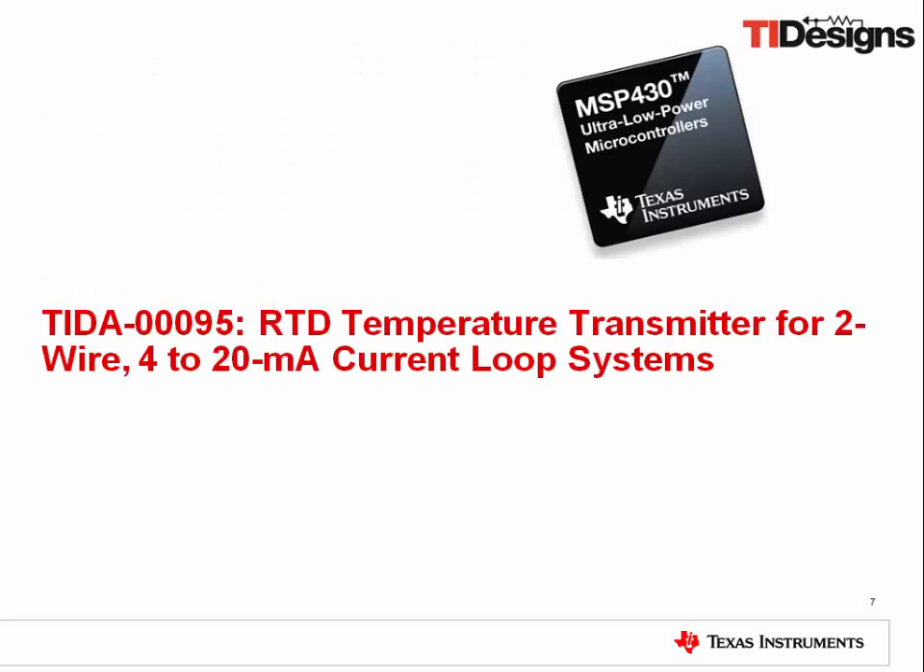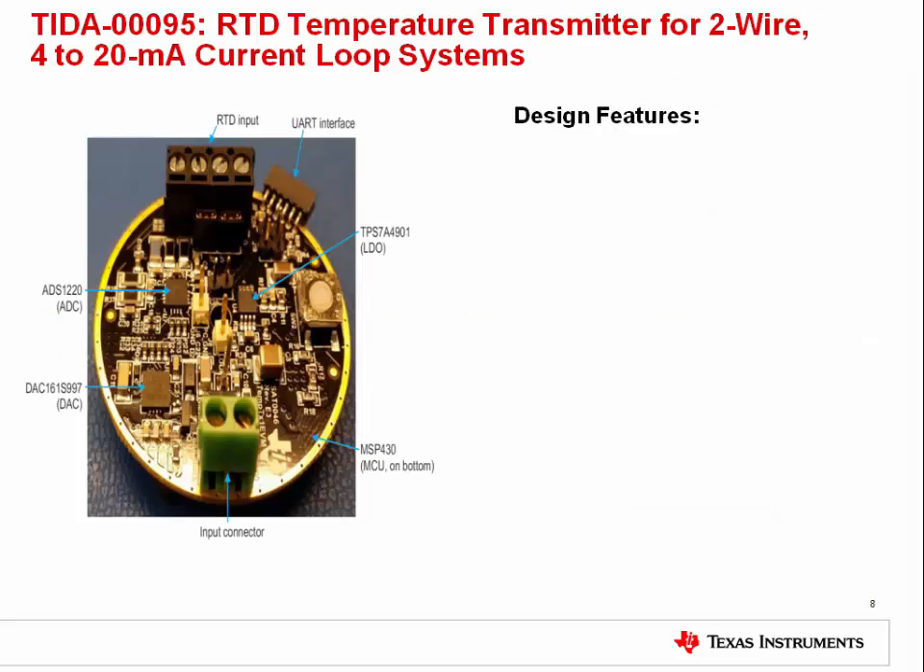The first TI design that we will talk about is the RTD temperature transmitter for 2-wire 4 to 20 milliamp current loop systems. This comprehensive design provides a complete system that measures and processes temperature signal inputs from 2-wire, 3-wire, and 4-wire resistance temperature detectors and outputs a 4 to 20 milliamp current loop signal corresponding to the temperature processed from the RTD inputs. The reference design is intended for process measurement applications in factory automation, field transmitters, and building automation, due to its low power consumption.